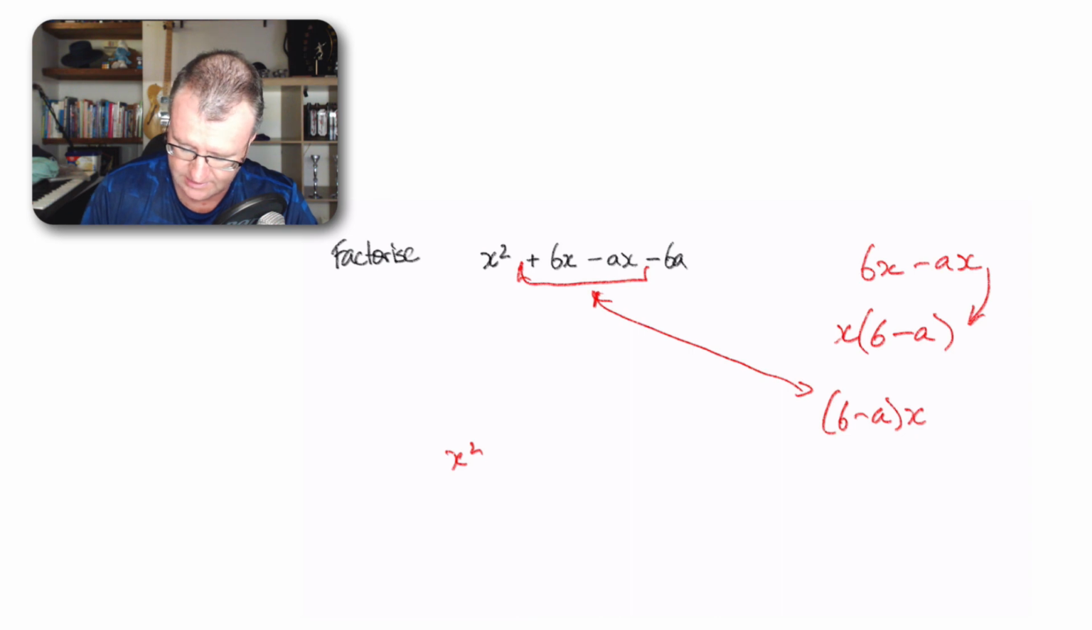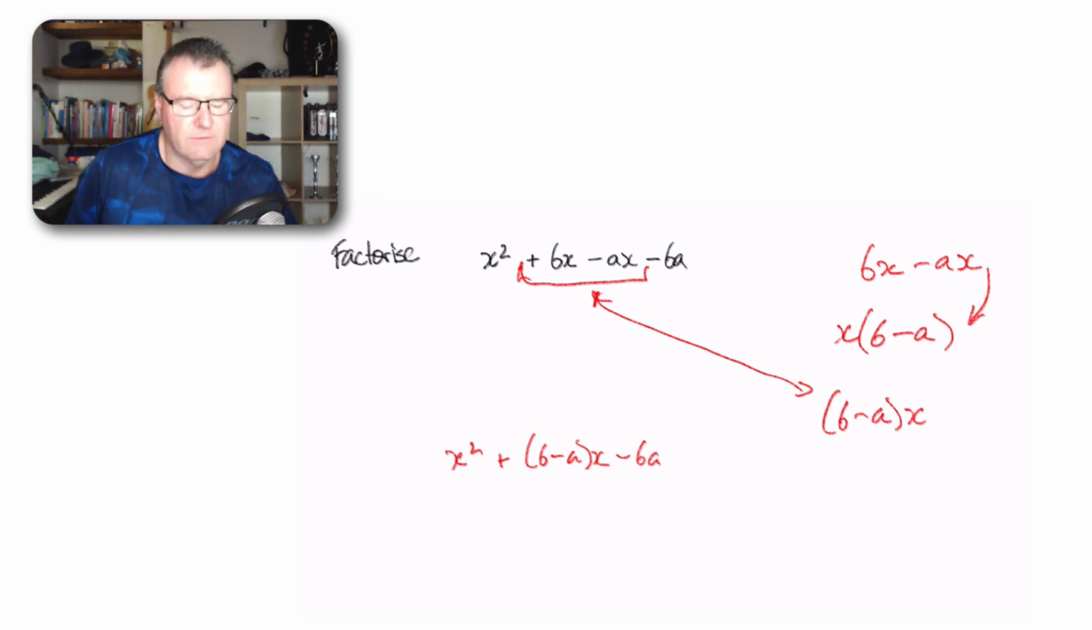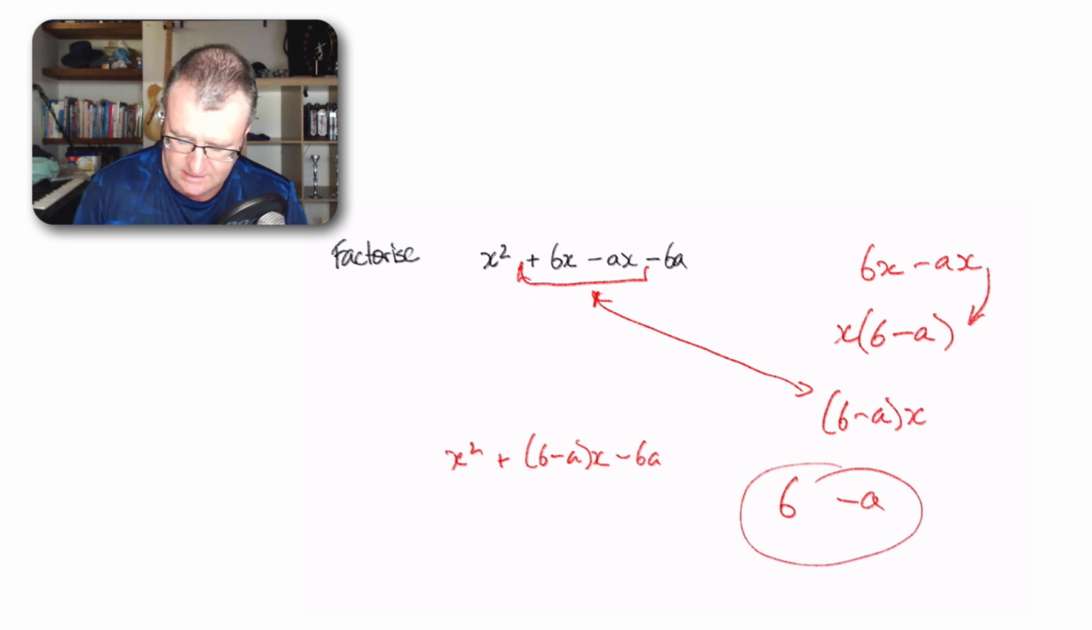I've got x squared plus 6 minus a, all times x, minus 6a. Now I can go somewhere with this, because now I can find something that multiplies together to give me that, but adds together to give me that. And in fact, it is those two things. All right, let's think about it for a second. 6 and minus a are my actual factors here, because if I multiply 6 and minus a, I get minus 6a. Cool, this is what I'm after.